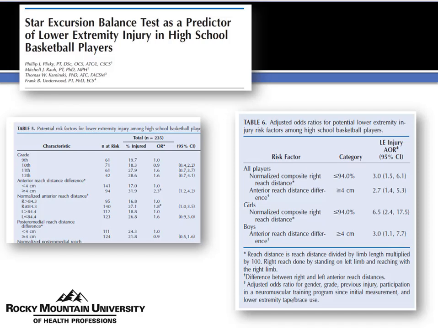We can see an example of one there, the anterior reach distance difference. Those that are equal to or greater than 4 centimeters, those individuals were 2.3 times more likely to get injured, and we see that the 95% confidence interval did not include 1.0. Now, Table 6 in that same paper also did some adjusting, and an adjusted odds ratio is presented here. And again, these took into account other potential variables.